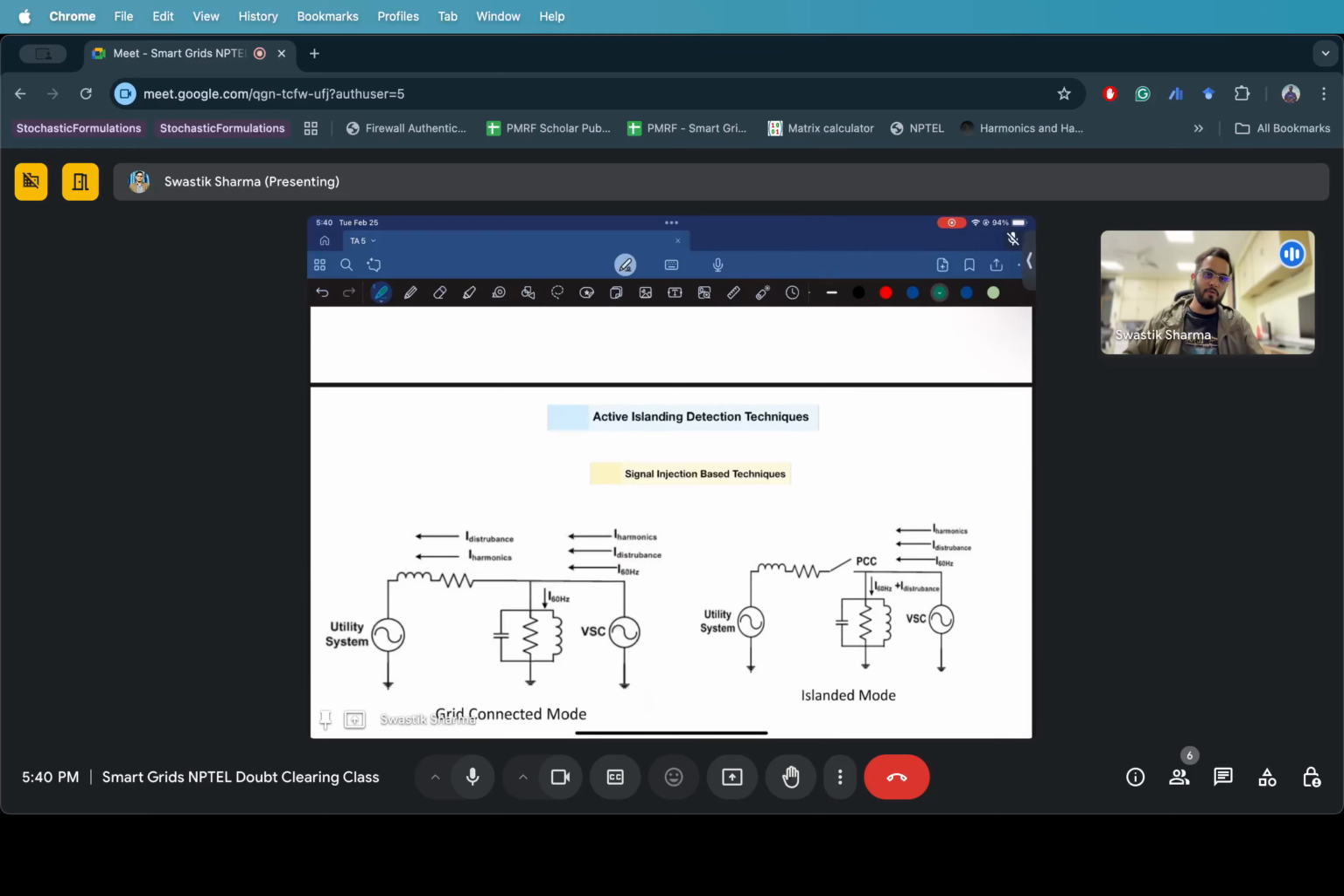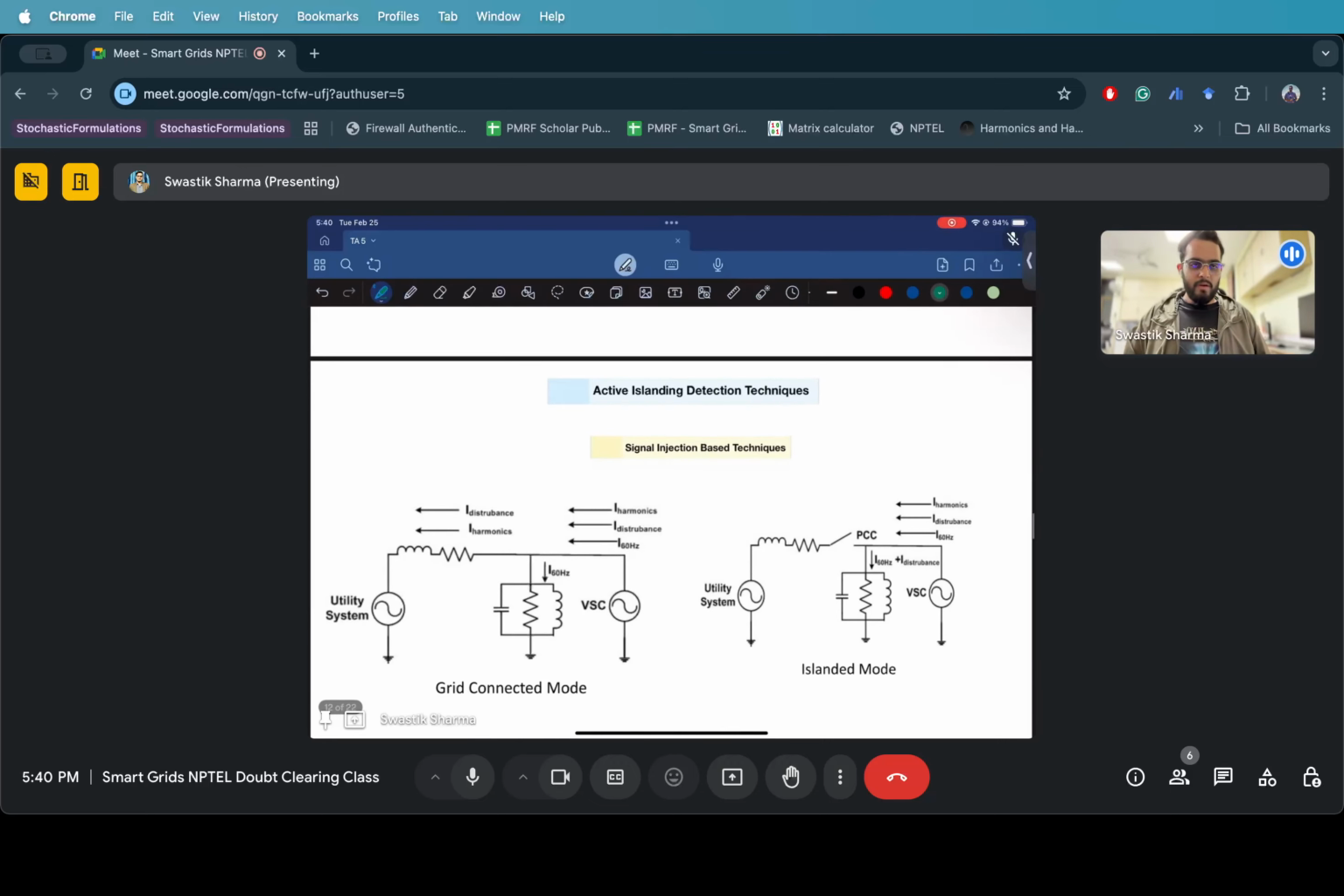The power quality suffers in all of them before we are able to tell if an islanding has happened or not. So what we do is we switch to an active islanding detection technique. In active, what we do is we inject.